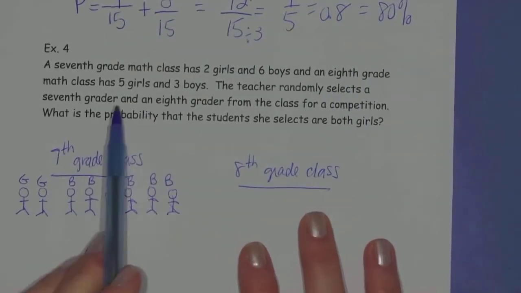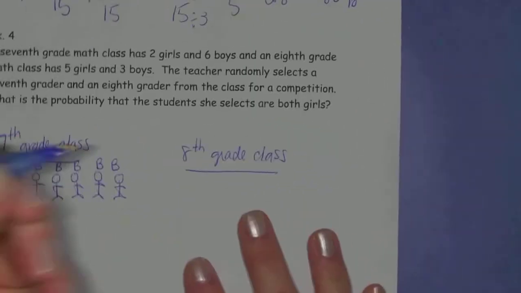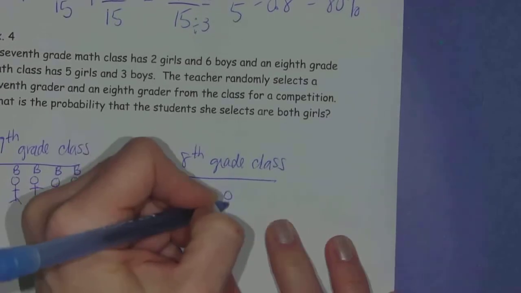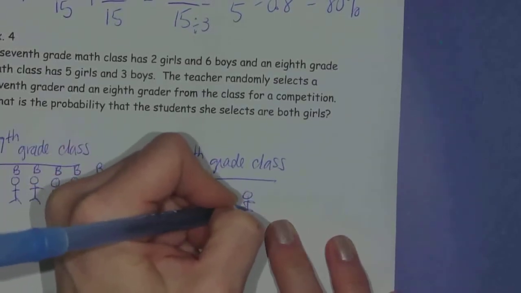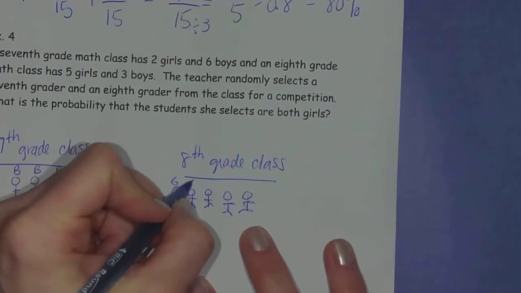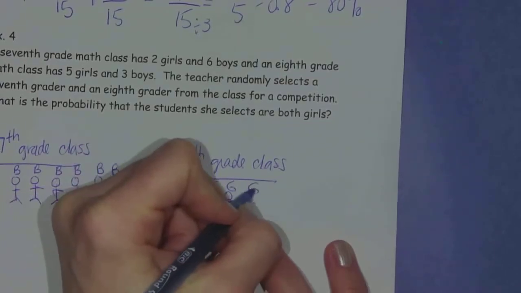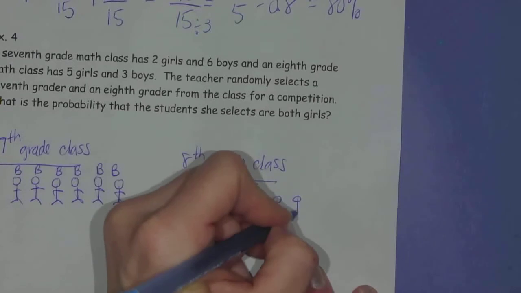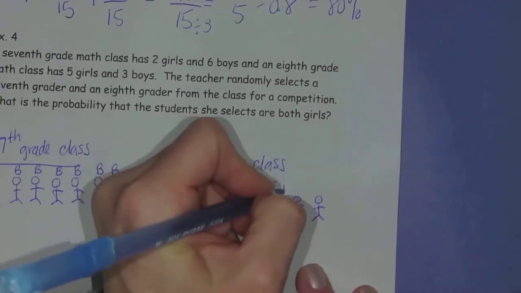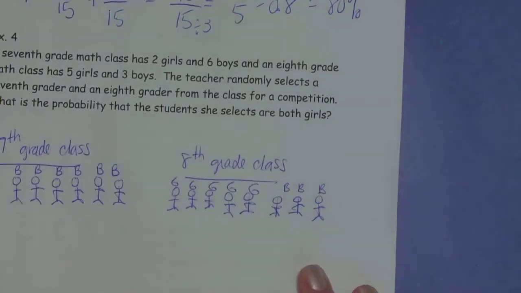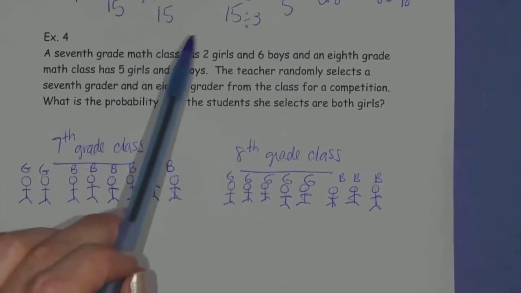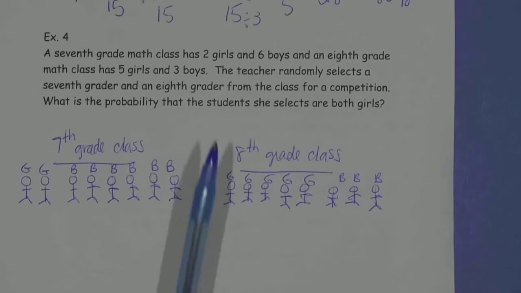Okay, the 8th grade class. 5 girls. So 1, 2, 3, 4, and 5. These are my G's. These are my girls. Girl, girl, girl, girl, girl. And 3 boys. So 1, 2, 3. Boy, boy, boy. Now you don't have to draw this out. It just seems to help me sometimes when we have lots going on here. Let's keep reading.